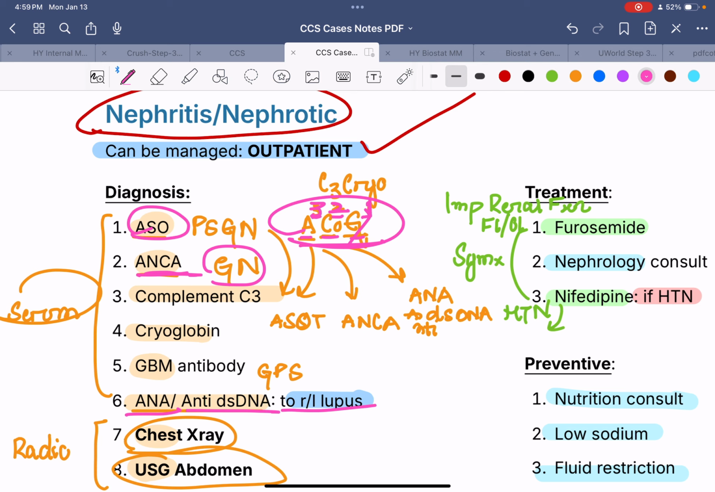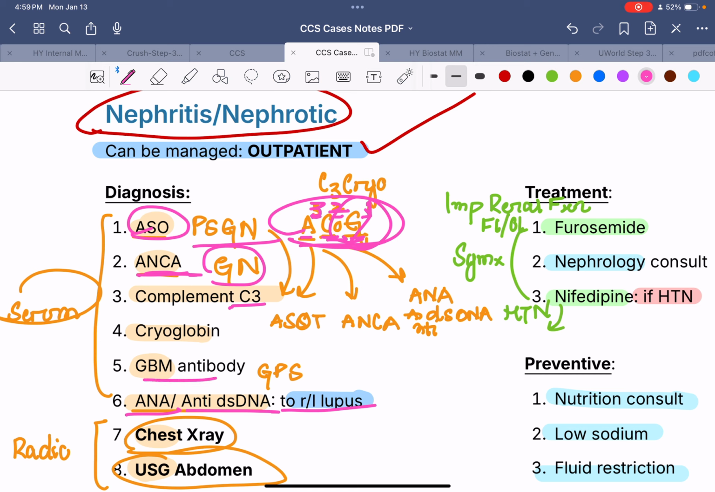Next, we are going to do two C's, which will be complement level C3, which will be decreased in PSGN and will be normal in minimal change disease nephrotic syndrome, and cryoglobulin levels, right? And then we are left with G. Of course, G is one very specific cause, which is Goodpasture syndrome, having anti-GBM antibodies.